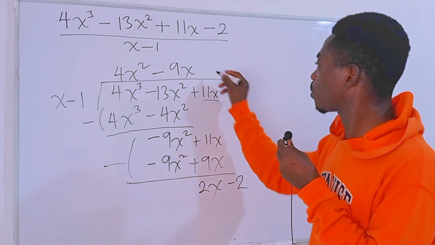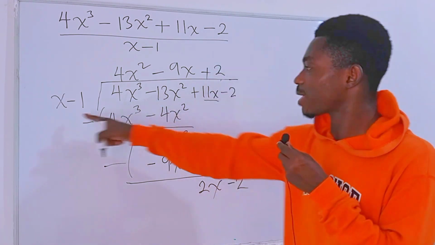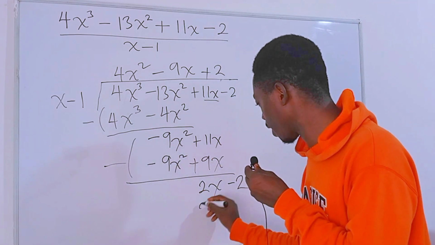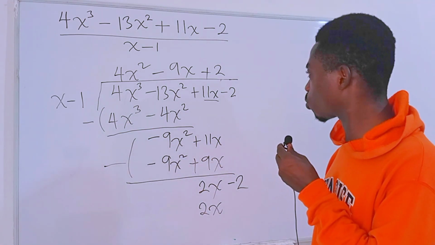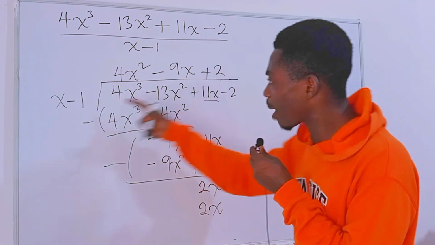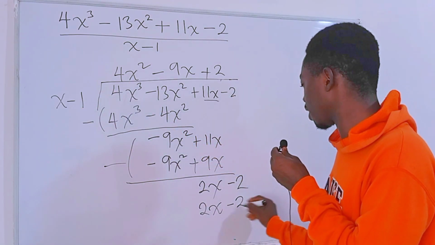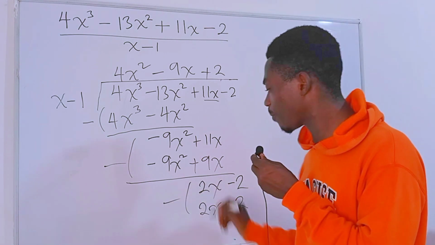This is simple. Positive 2 times x will give us that. And to check, multiply this by x so that we get positive 2x, it is true. Then also multiply the 2 by the negative 1 right here. 2 times negative 1, that is negative 2. To get a remainder, subtract.